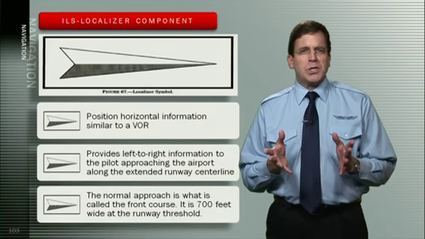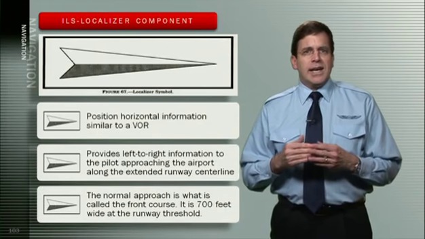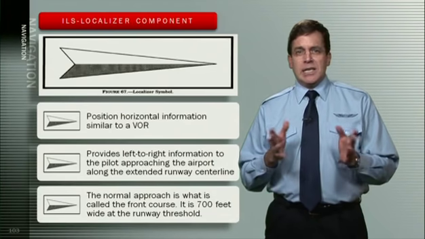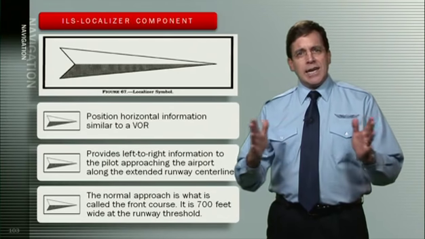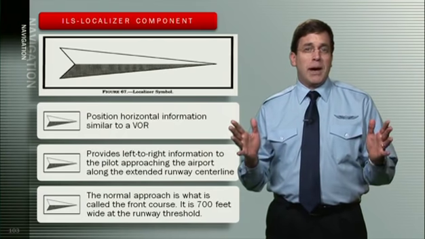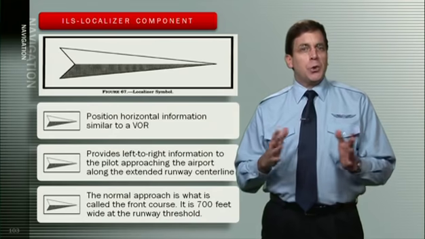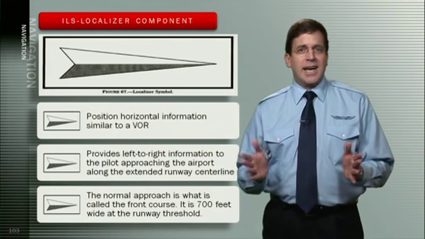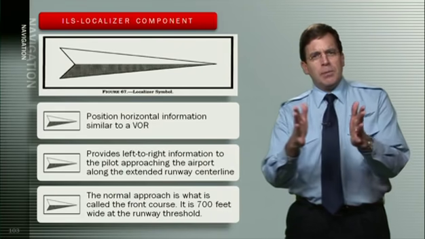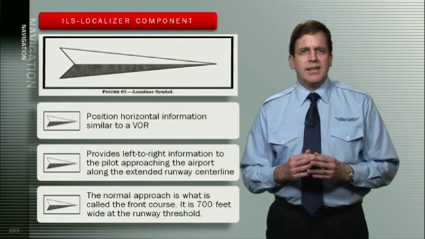The normal approach is what's called the front course. It's 700 feet wide at the runway threshold. It's typically usable up to 18 nautical miles from the runway. The first 10 nautical miles of range provides about 35 degrees coverage from side to side. Beyond that first 10 nautical mile range, it's only useful about 10 degrees from side to side.